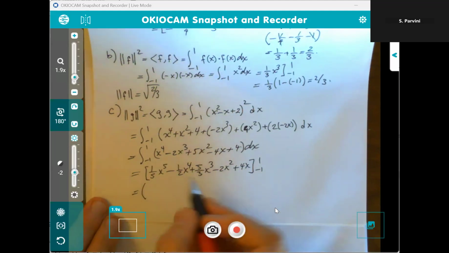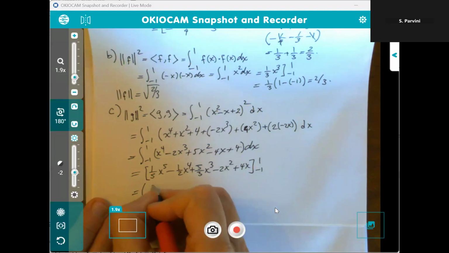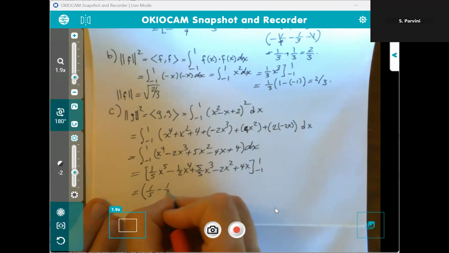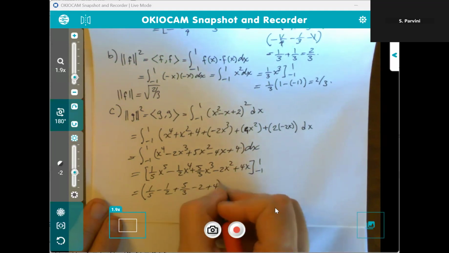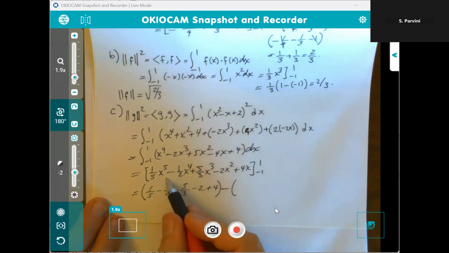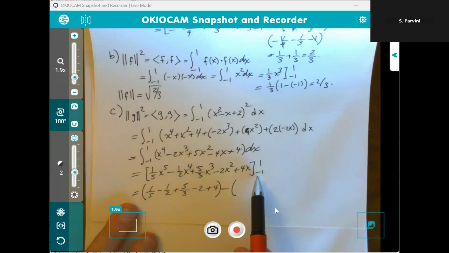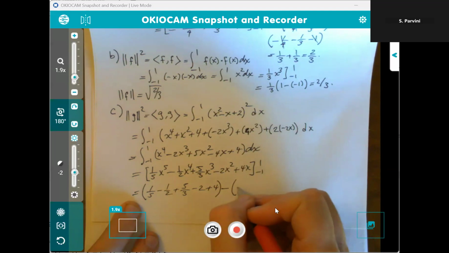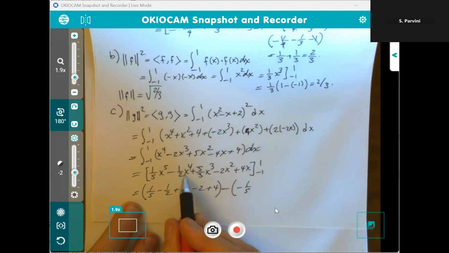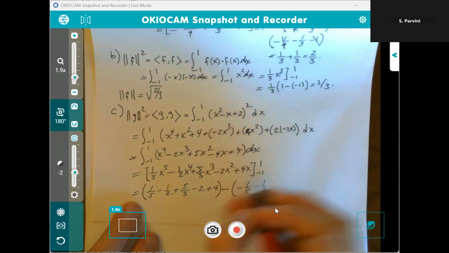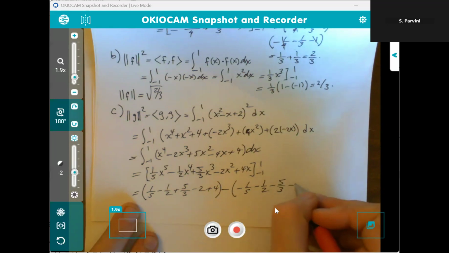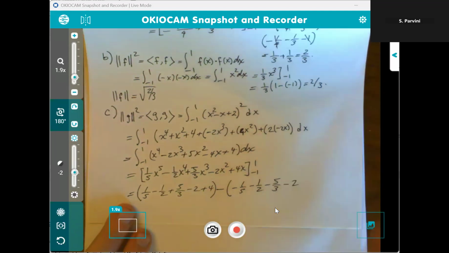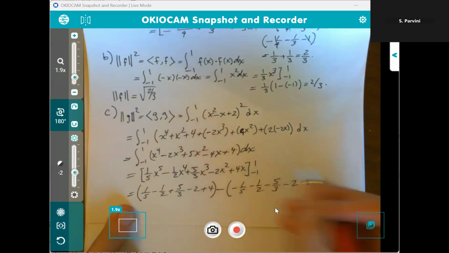The upper limit, remember, you're putting 1 in for x's. So we're just going to get the coefficients. And 5/3 minus 2 plus 4 minus, plug in the lower value. Negative 1 to the 5th is negative 1. Negative 1 to the 4th is 1. Negative 1 cubed is negative. Negative 1 squared is positive. And negative 4 times negative 1 is negative 4.